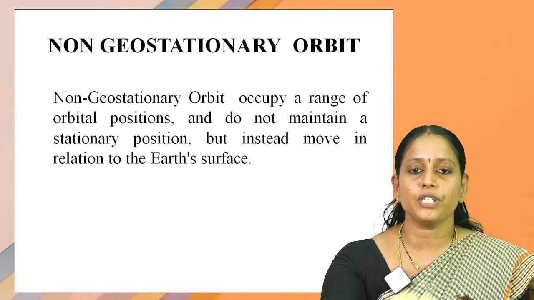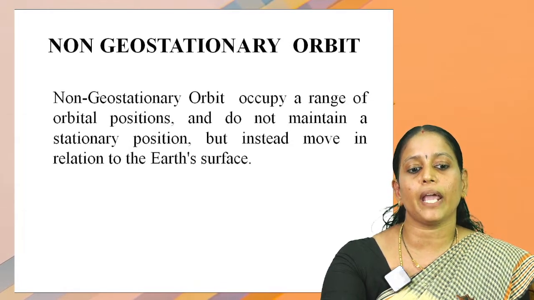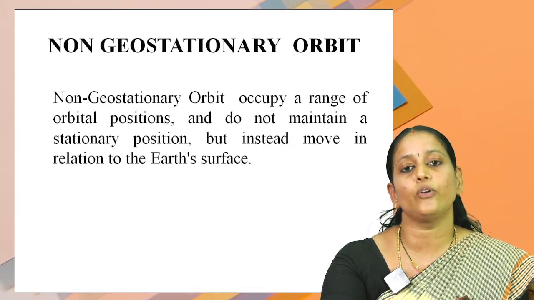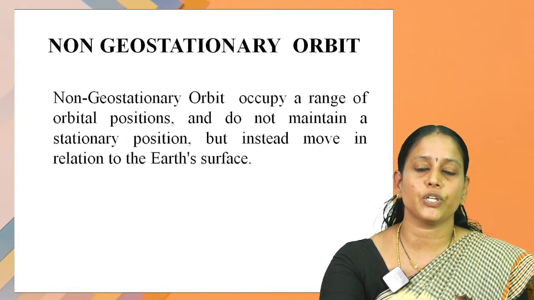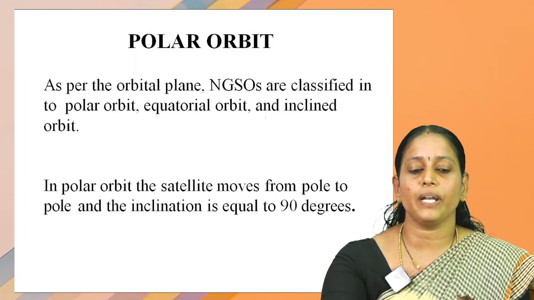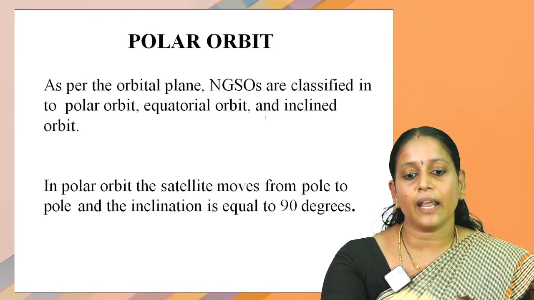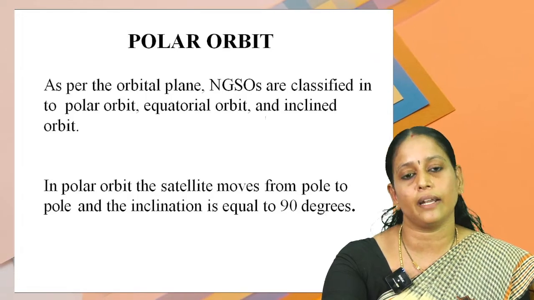Next is non-geostationary orbit. Non-geostationary orbits occupy a range of orbital positions and do not maintain a stationary position, but instead move in relation to the earth's surface. This picture shows the GSOs. Next is polar orbit. As per the orbital plane, NGSOs are classified into polar orbit, equatorial orbit and inclined orbit.